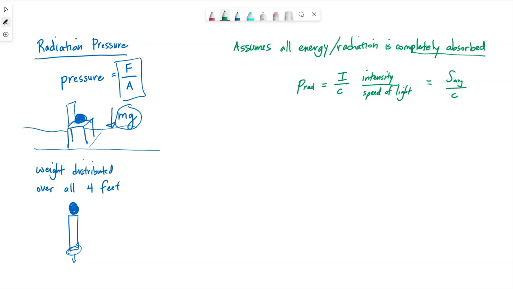Completely absorbed, that'd be, if you ever notice in the summer, if you have a black car or a black t-shirt on, the black gets really, really hot compared to a lighter color, and that's because that energy is completely absorbed, or very close to completely absorbed, by the black colors.